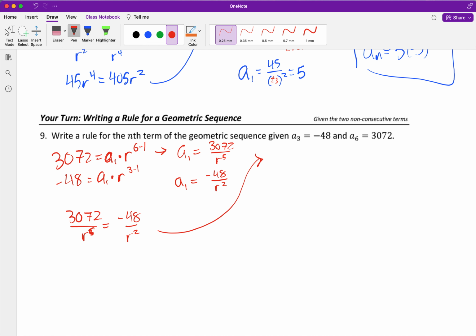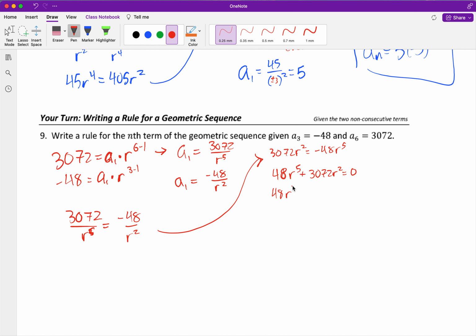Cross multiply. I'm just going to write it way up here. So I'm going to get 3072 r squared equals negative 48 r to the 5th. And I'm going to get these on the same side of the equation. I'm going to add the 48. My computer did not like something right there. It just freaked out.